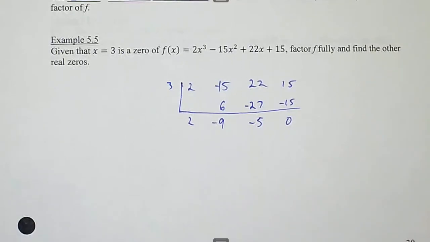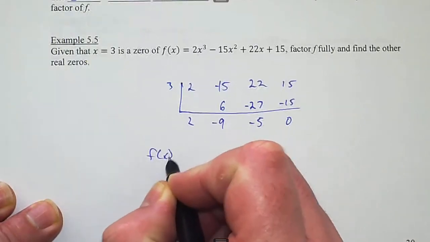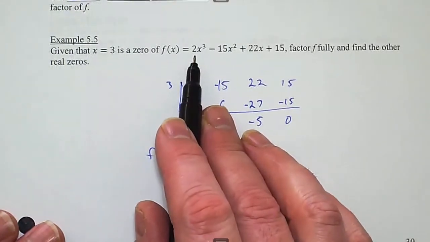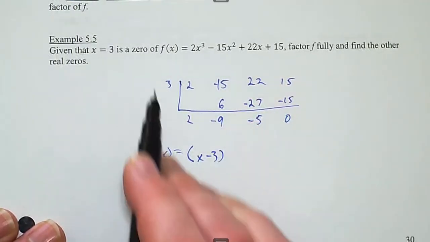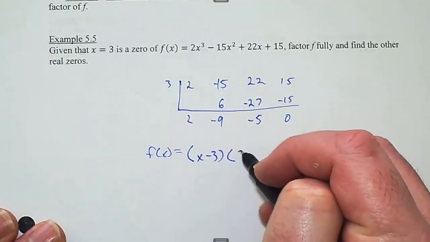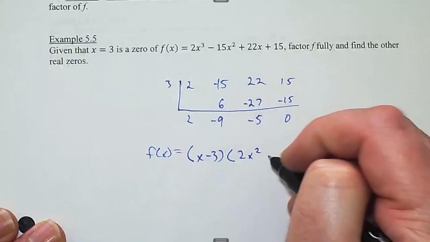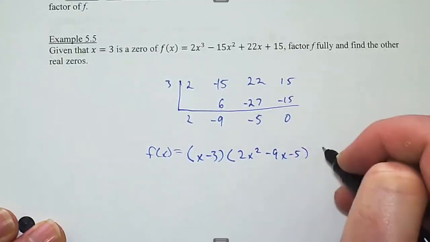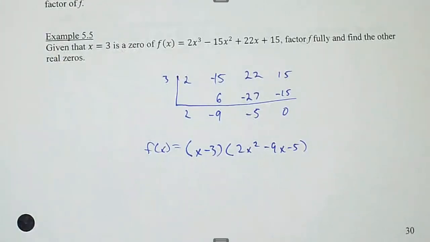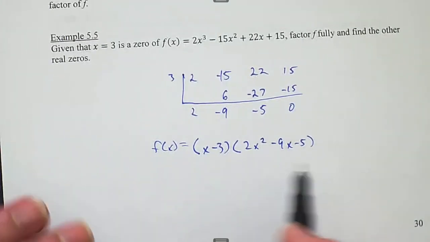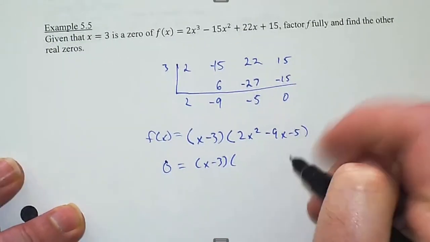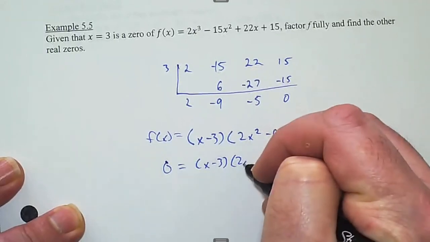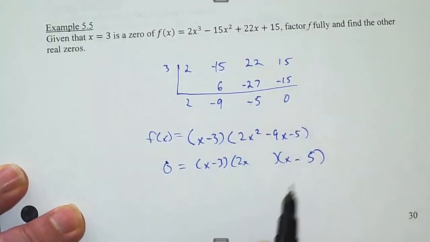Well, what that means from the quotient remainder form is that we can describe f of x, which was originally this, as x minus 3, that's the divisor, times the quotient, 2x squared, it was x cubed, now it's 2x squared, minus 9x minus 5, plus the remainder of 0. We just factored f of x. Now that I have it down to a quadratic, I can try factoring that as well. Let's set it equal to 0 and do that. I'll make that a negative 5 and a plus 1.